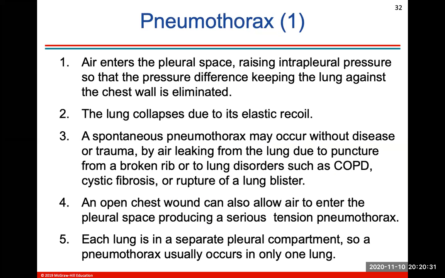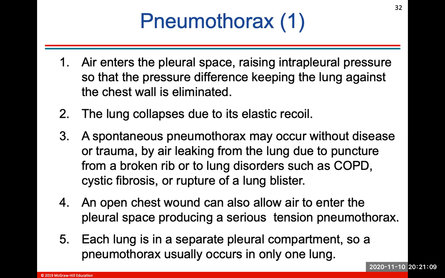A pneumothorax then is a collapsing of the lungs. So as air enters the pleural space, the intrapleural pressure rises so that the pressure difference keeping the lung against the chest wall is eliminated. The lung could collapse due to its elastic recoil, and a spontaneous pneumothorax could occur without disease or trauma, just happening by air leaking from the lung due to a puncture from a broken rib, or due to lung disorders such as chronic obstructive pulmonary disease, cystic fibrosis, or some sort of rupture of what we call a lung blister.